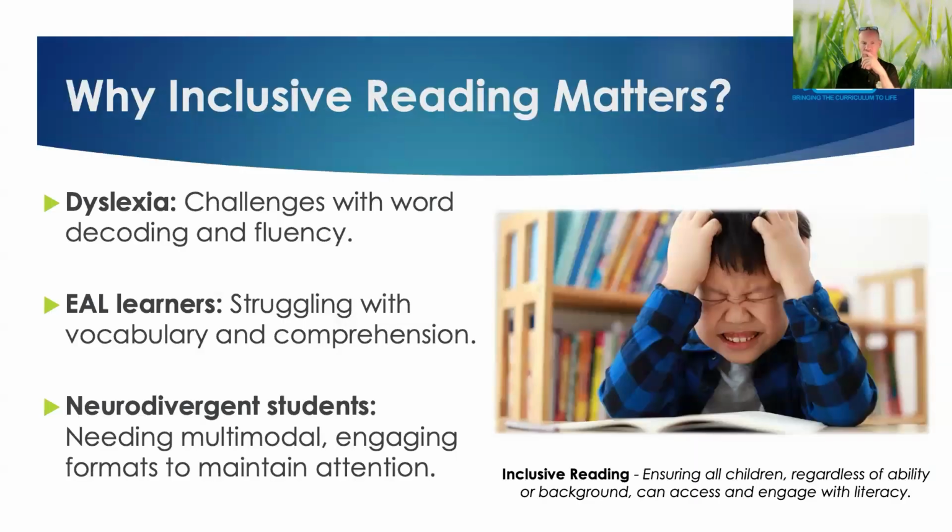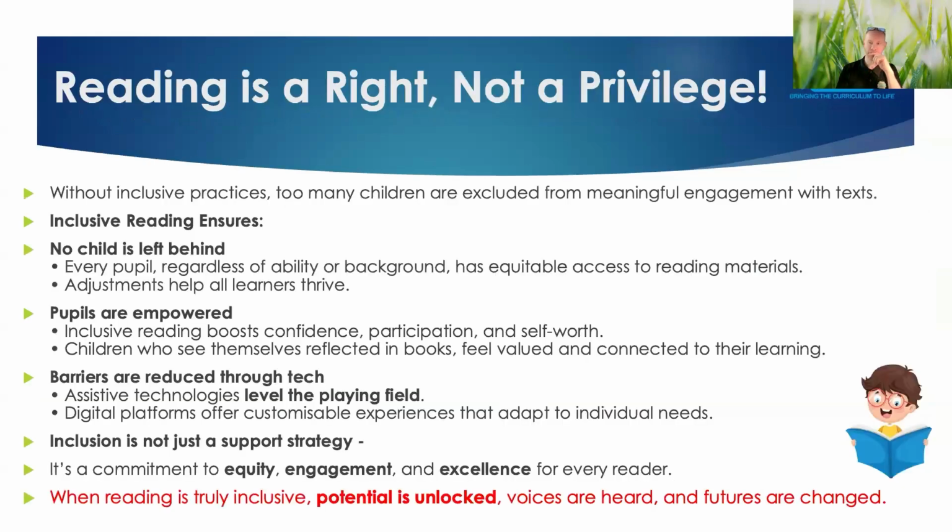So why does it matter? Well, we know that there are a range of different challenges and difficulties for our children. Some children who, for example, might be dyslexic are going to have challenges with word decoding and fluency. Other children, maybe because they're EAL, are going to struggle with vocabulary or comprehension. Other children may struggle with the ability to focus attention, or with a certain format of the text. So again, with inclusive reading, we want to make sure that all children, regardless of ability or background, can access and engage with the literacy.